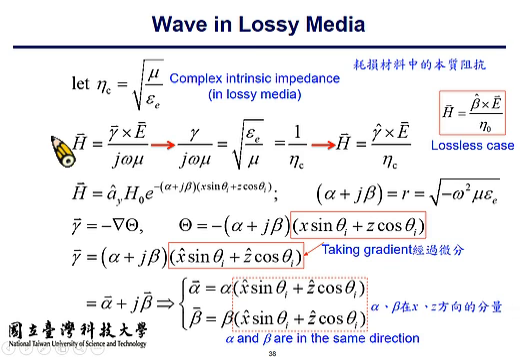Alright, so as we defined previously, according to our previous definition, H equals to this, and this thing, gamma over j omega mu, is the inverse of intrinsic impedance. So by introducing the intrinsic impedance eta c, the relationship between H and E field can be written like this, which is quite similar to the lossless case. Where intrinsic impedance eta sub 0 is a real number. Here, eta c is a complex number, right?